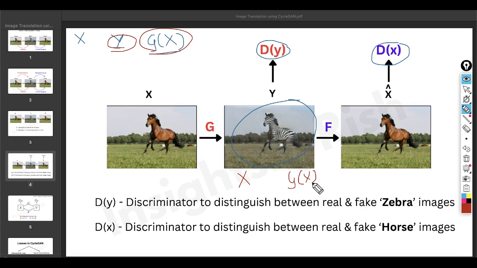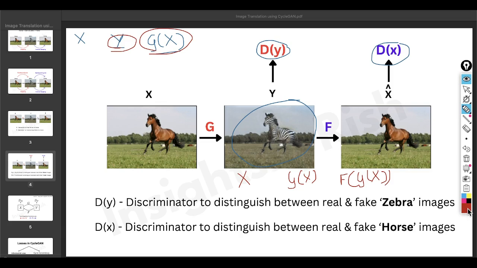Now what this generator F does is it tries to map this zebra image back to its original form, which was of horse. So the output of generator F looks like F of G of X, because it takes the output of generator G as input. This is how the output of generator F looks.